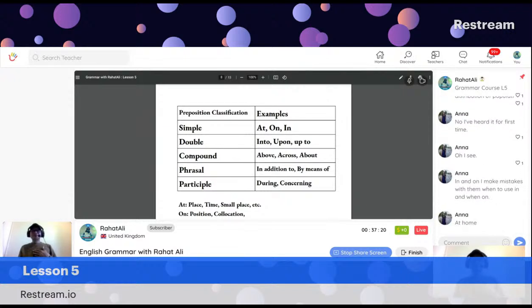In and on, I make mistakes. Okay, if you have any specific questions, Anna, like at home, that's fine. He's at home. Remember, we use at before a time and before a small place, but we use in before a big city or country. Like I was born in Bangladesh. Anna was born in, say, Bulgaria, for example. I'm just giving examples. Sanko was born in, say, I don't know his country. Teacher John was born in England.